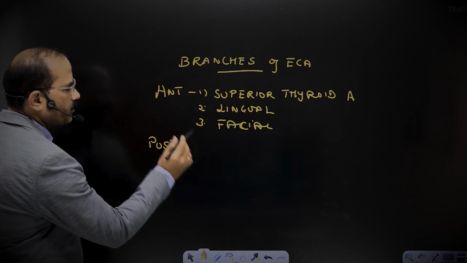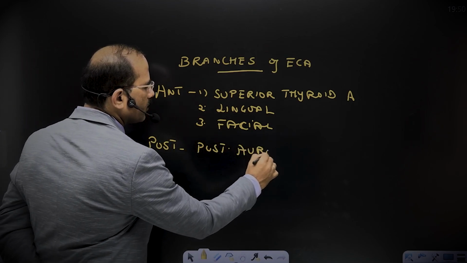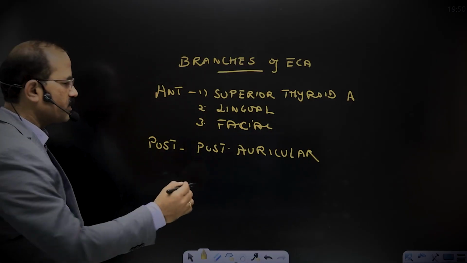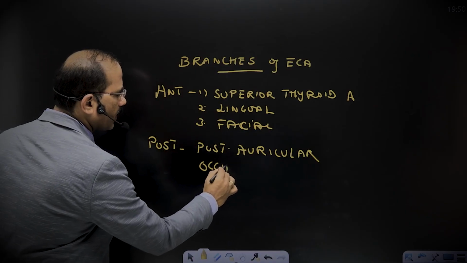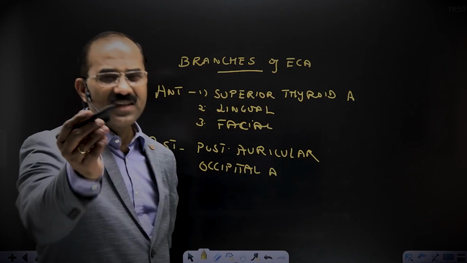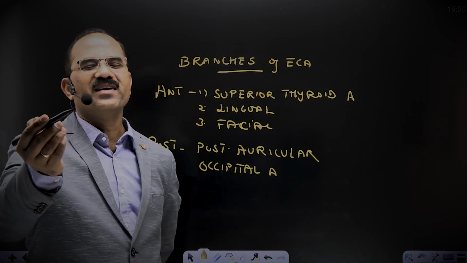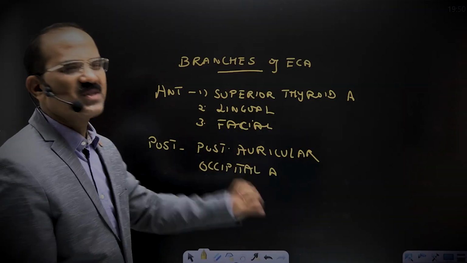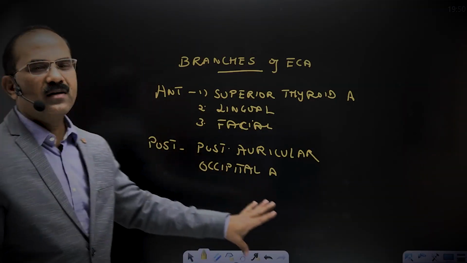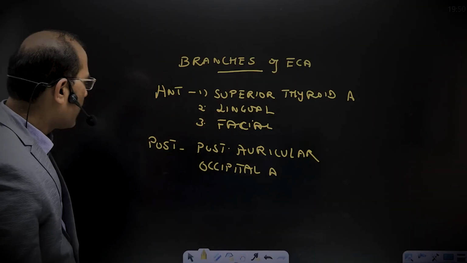Posterior branches would be, one goes behind the ear. What is that? Posterior auricular artery, and one goes to the occiput. That's the occipital artery. Students, have you heard this occipital artery somewhere? Yes, in the posterior triangle. Contents of posterior triangle, we have seen this occipital artery. Very good. So posterior branches, one is the posterior auricular artery, the second one is the occipital artery.